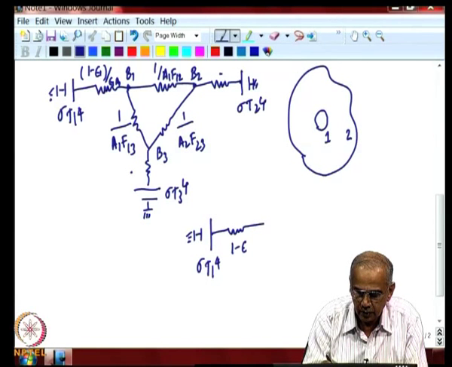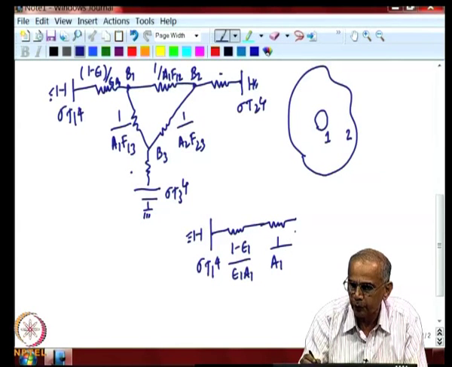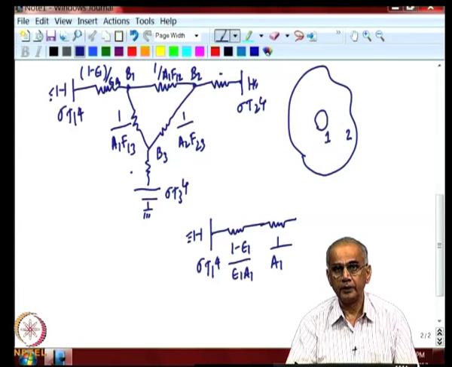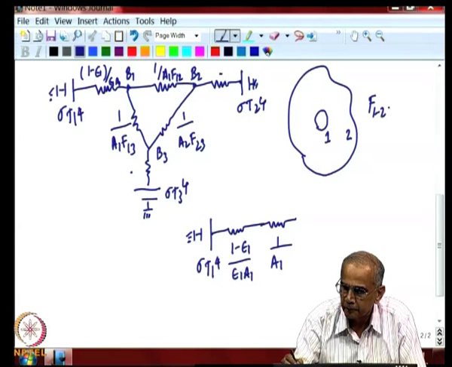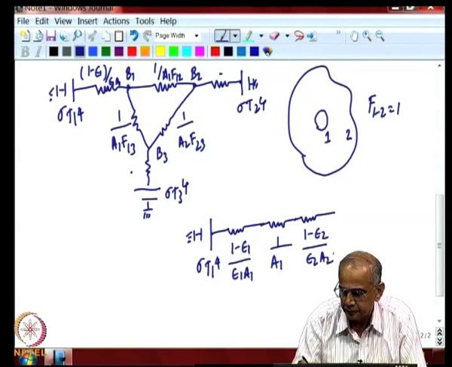So, 1 minus epsilon 1 over epsilon 1 A1. Then you have 1 over A1 F12. F12 is 1 because surface 1 is convex and is surrounded completely by surface 2. So, any radiation leaving surface 1 has to reach surface 2. So, F12 is 1, that is taken care of. Then you come to surface 2's resistance, and finally, you have the battery here.